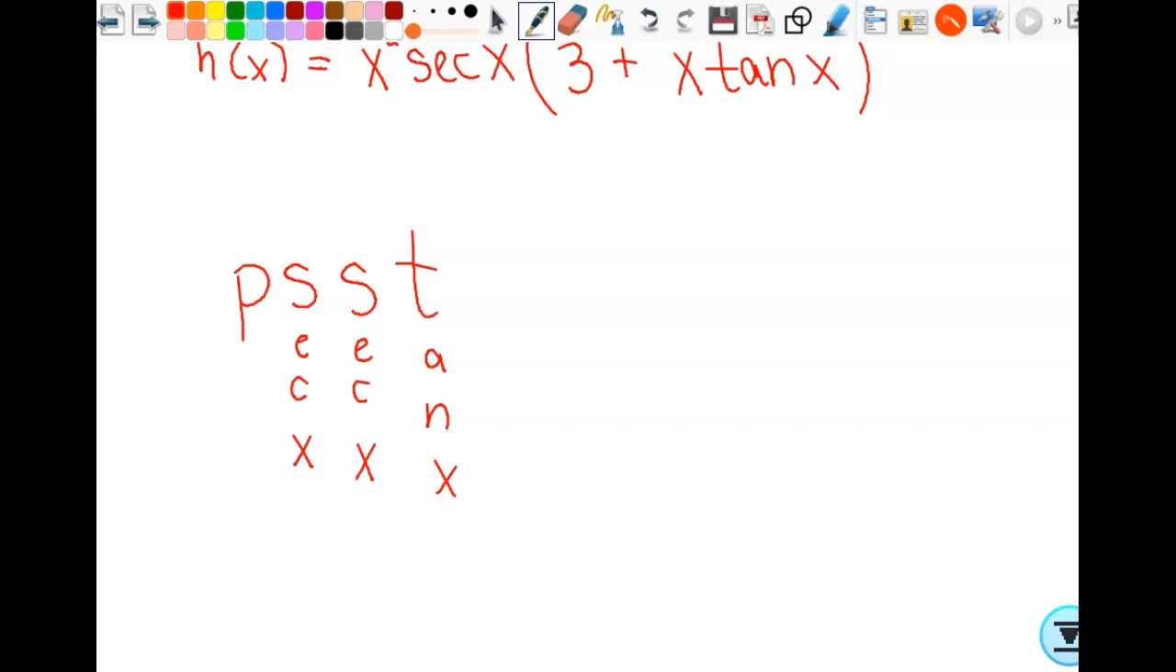And remember, all of your co-functions have negative derivatives. So you have 6 trig functions, 6 derivatives, 3 of them are positive, 3 of them are negative. Your co-functions have negative derivatives.